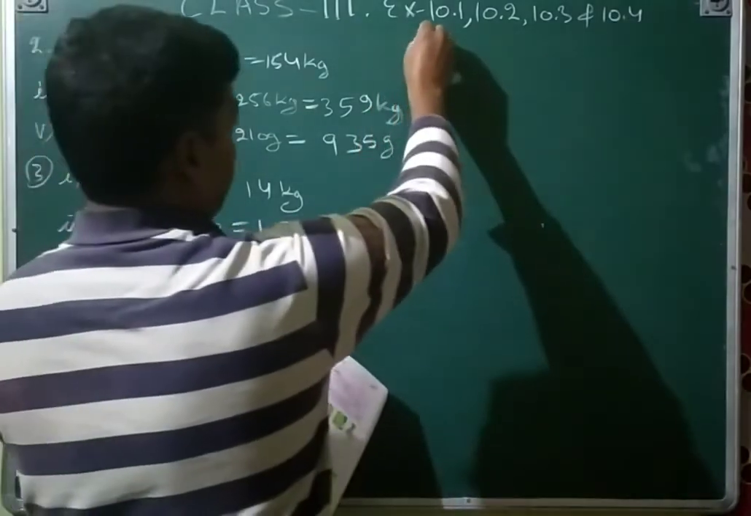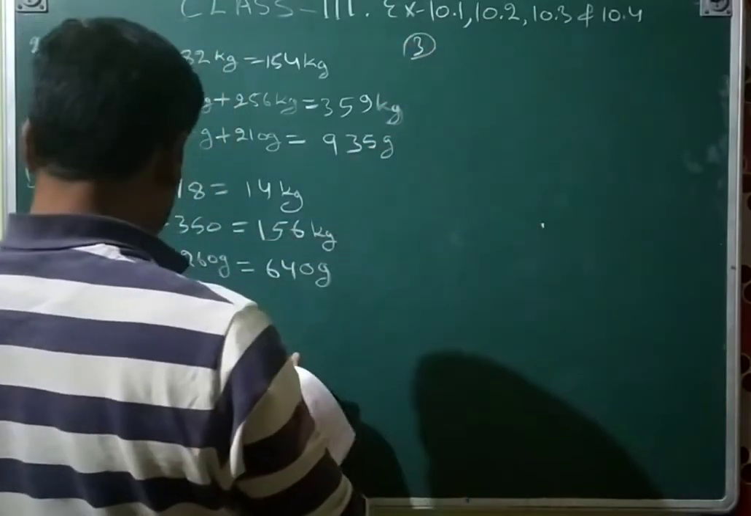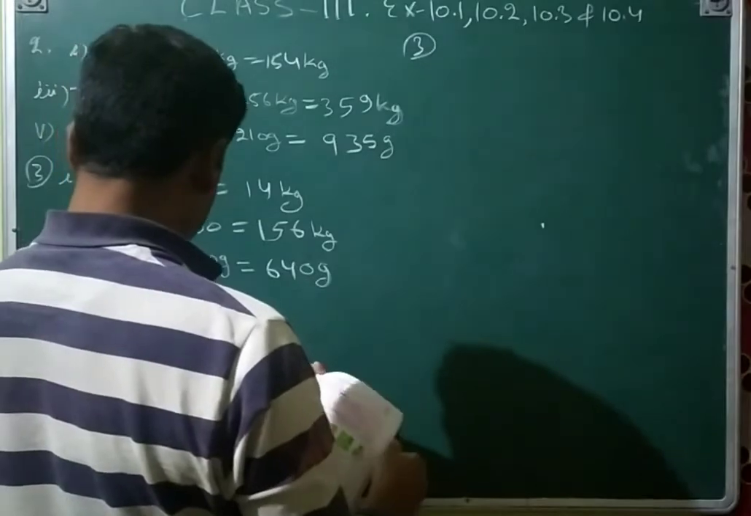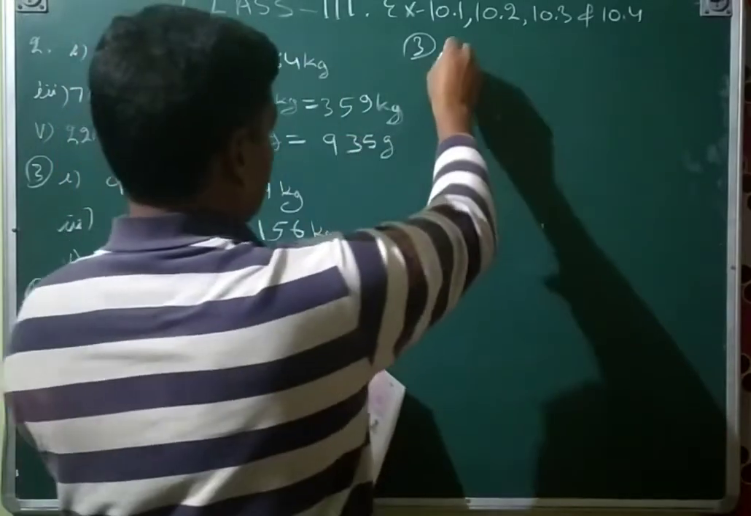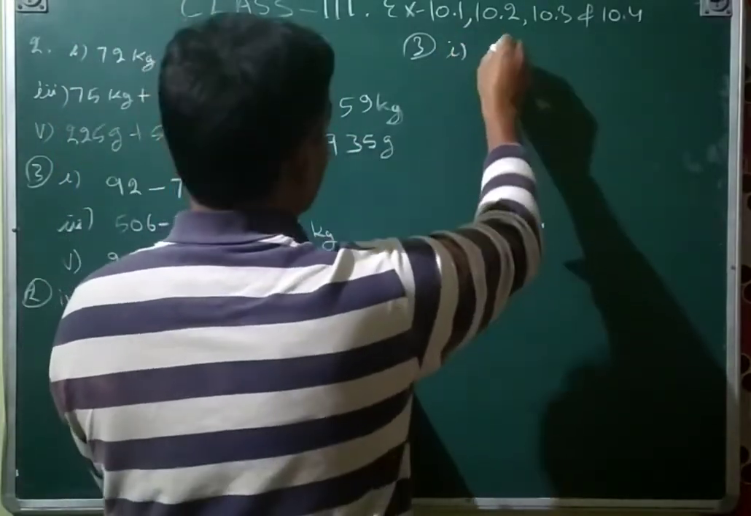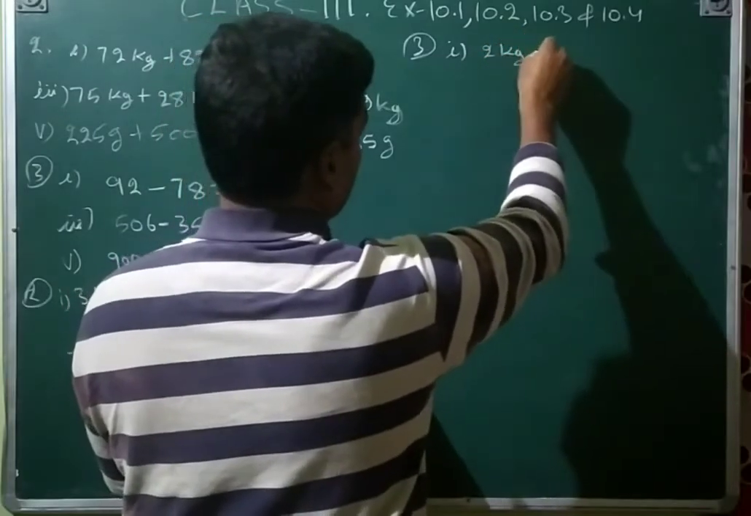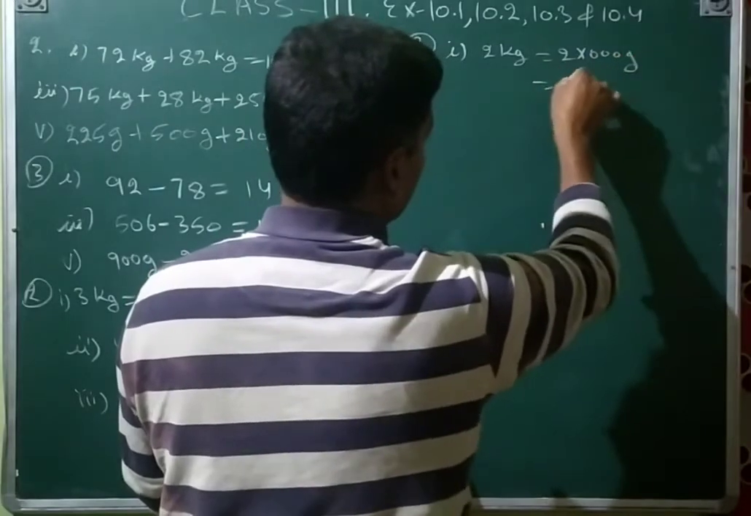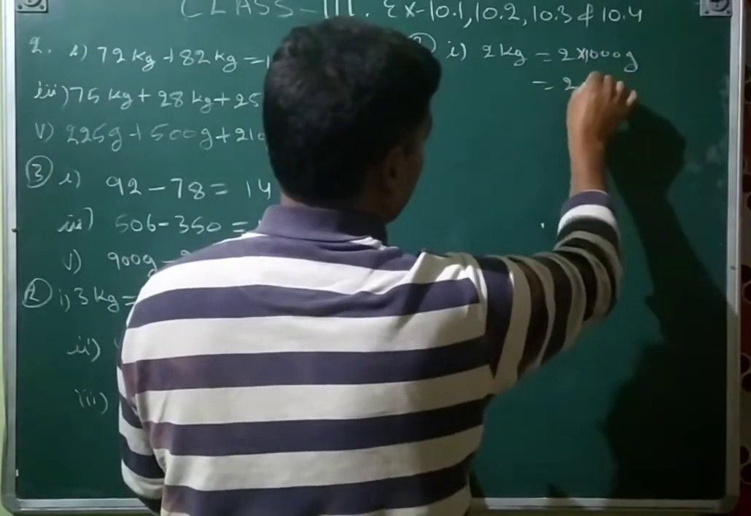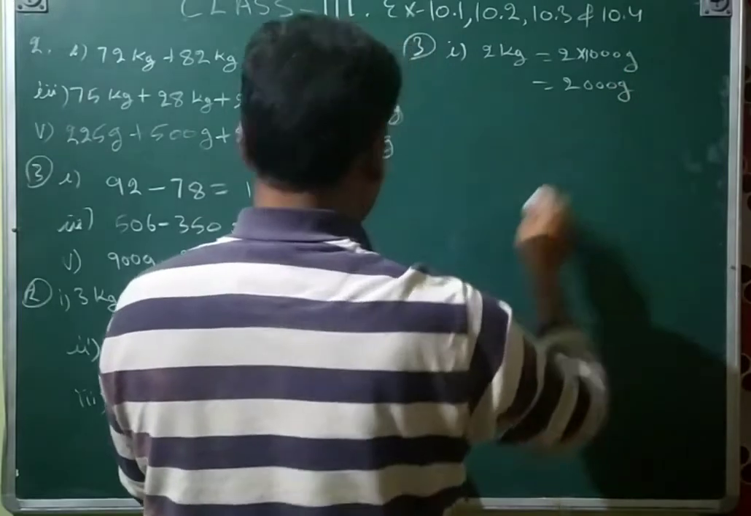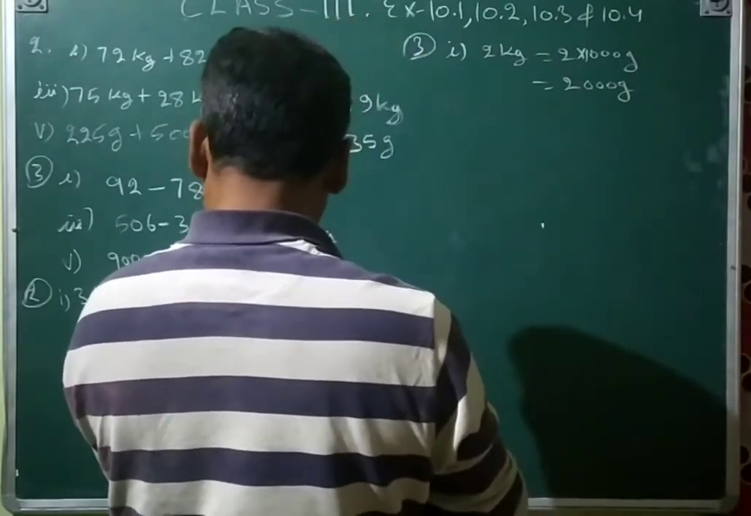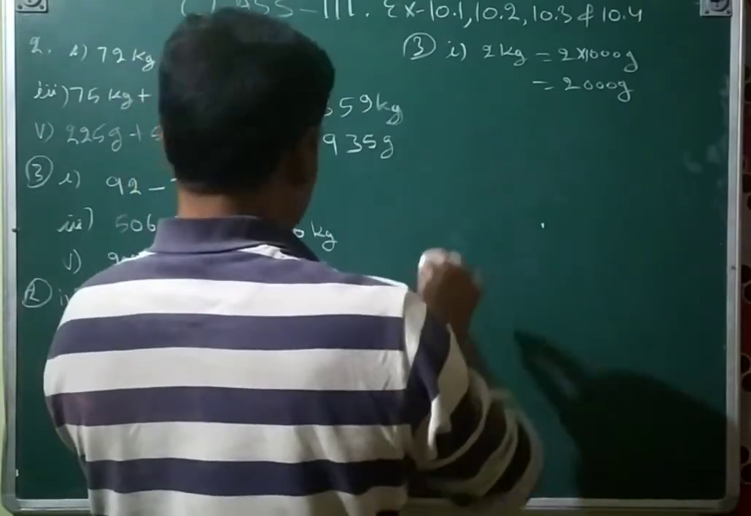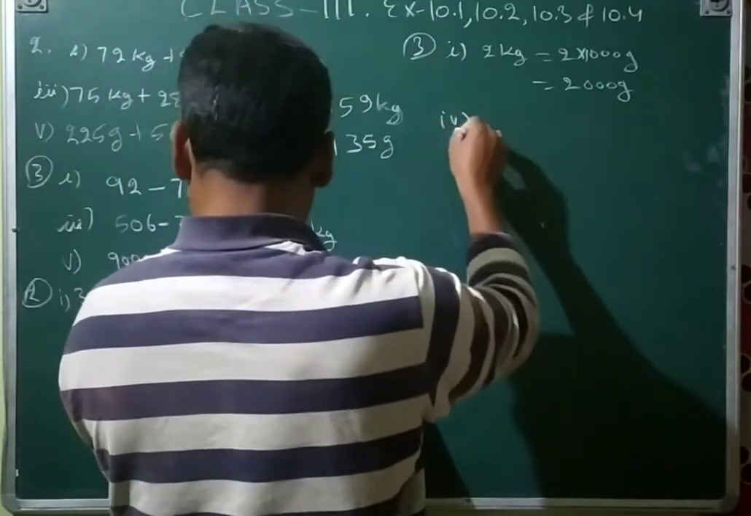Third question is convert into gram. It is the same kind of question. First part: 2 kg is equal to 2 into 1000 gram is equal to 2000 gram. The other two parts, second and third, you will do.